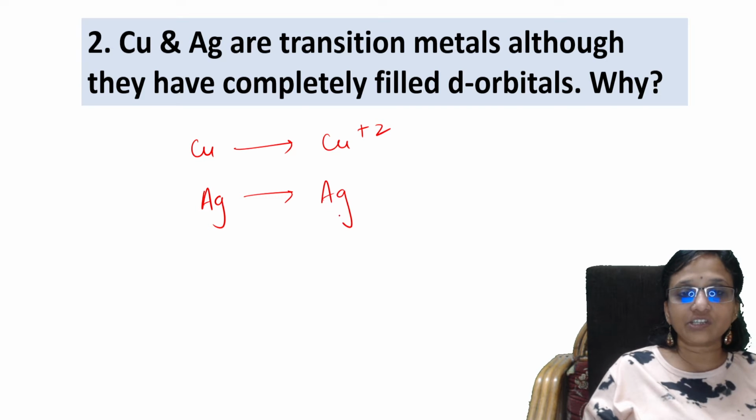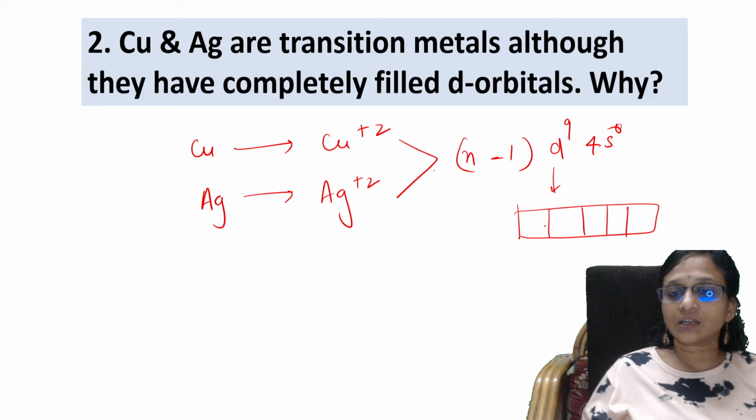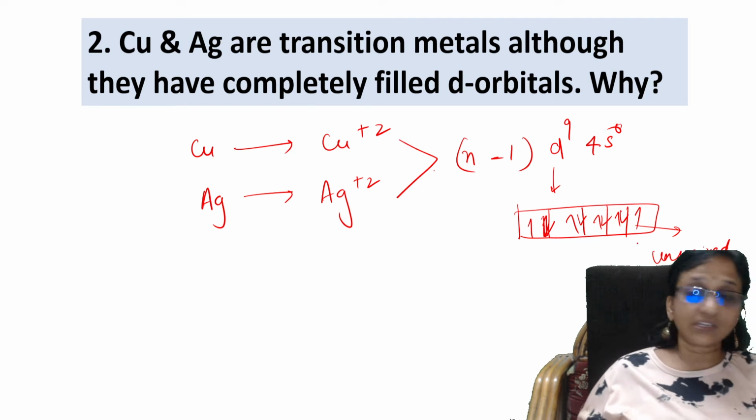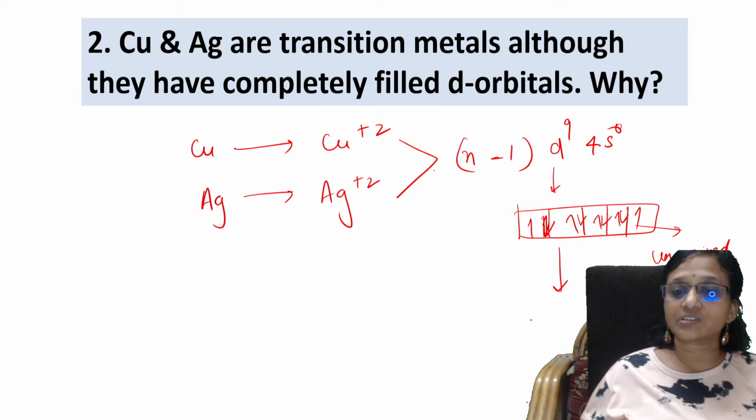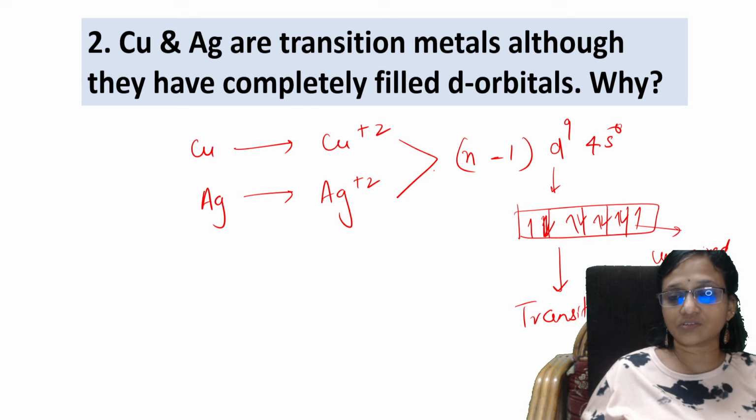Silver is stable in the Ag+2 state. When I check the general configuration, it is (n-1)d9 ns0. You only observe here in d9 you have unpaired electrons: 1, 2, 3, 4, 5, 6, 7, 8, 9. Because of this unpaired electron, this is considered a transition element. What is it, students? Transition element.